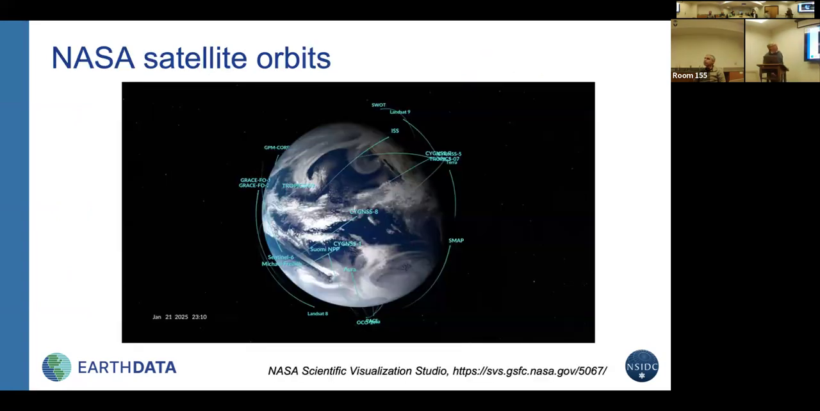But this is just a snapshot. This just shows there's SWOT, Landsat, SMAP. We have the SMAP data. There's a couple others, there's GRACE, the GPM. There's a lot of these. This is TROPICS, which I forget exactly what that is. Essentially, that's a NASA sensor, but that's not polar orbiting. You can see it's kind of lower.